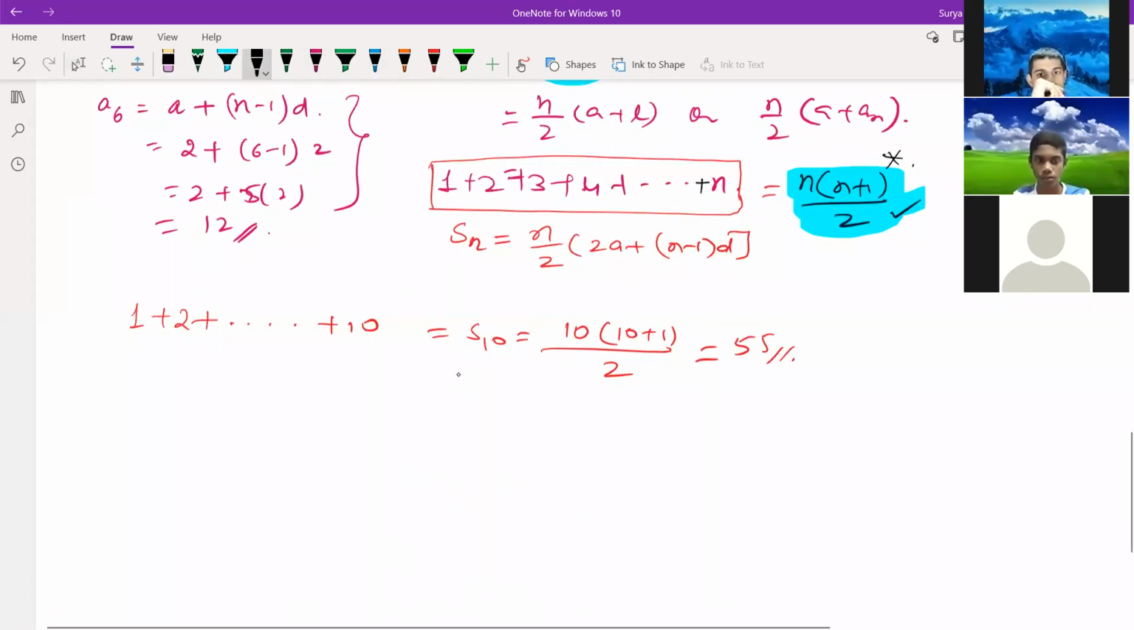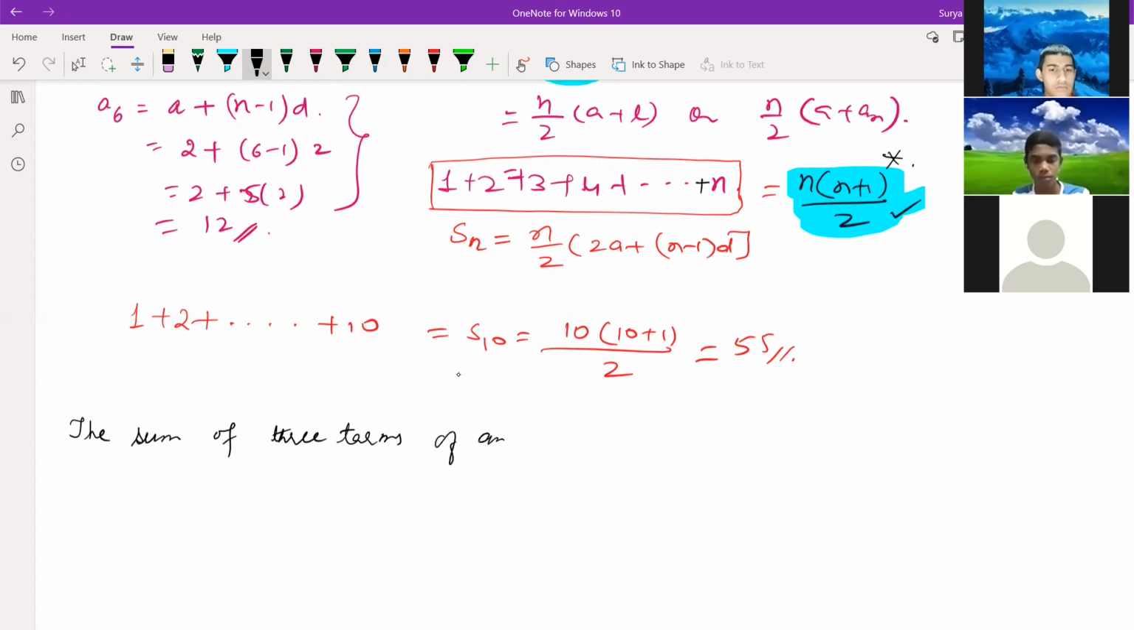So one more thing is coming. Some questions will come like: the sum of three terms of an AP is 18, and the product of these terms is, I'm just telling you right now, 1 minute.